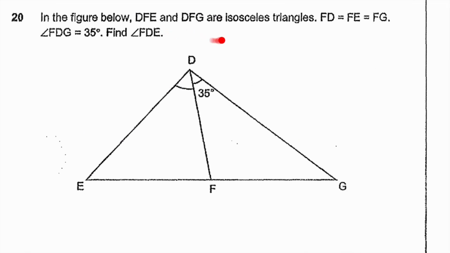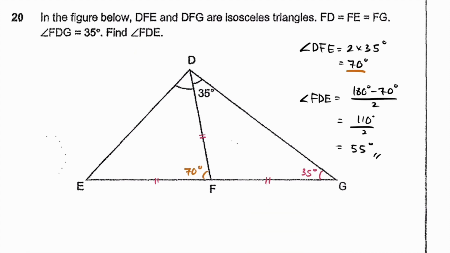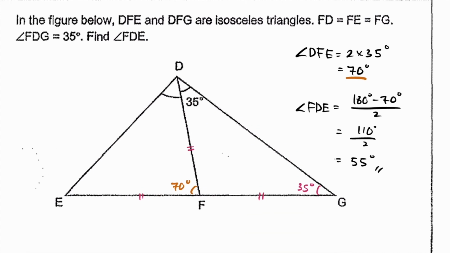In the figure below, DFE and DFG are isosceles triangles. Let's mark that. And here you realize that with this being the base angle, then 35 shows up here as well. Find FDE, which is this angle right here. DFE basically is 35 times 2. This is a rule known as the exterior angle of a triangle. You see these two angles inside the triangle, the sum of them is equal to this exterior angle here. So we can say this is 35 times 2, 70.